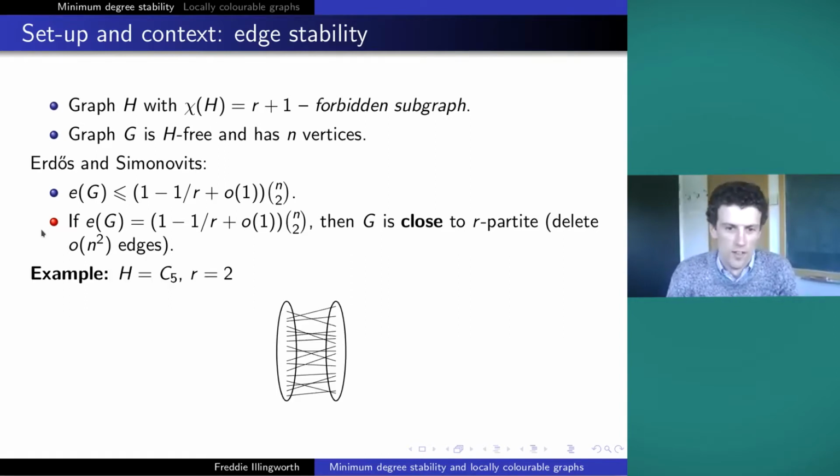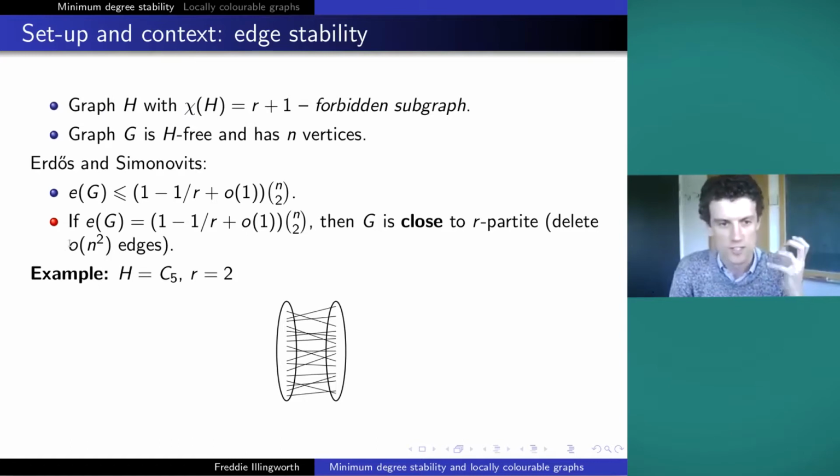So just a sort of simple example, if H is the 5 cycle, so r is 2, then the most edges a 5-cycle-free graph can have is sort of a half n choose 2, and what they look like are complete bipartites, these two blobs, lots of edges between, and essentially no edges inside, sort of a smattering of edges inside. So I just want to quickly note that you couldn't get rid of this ability to delete some of the edges.